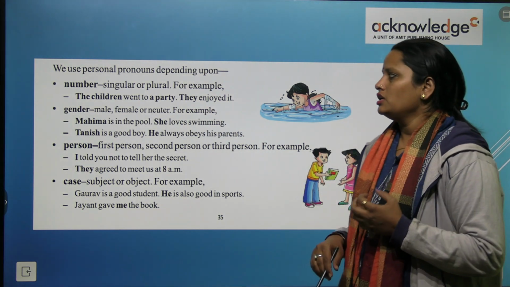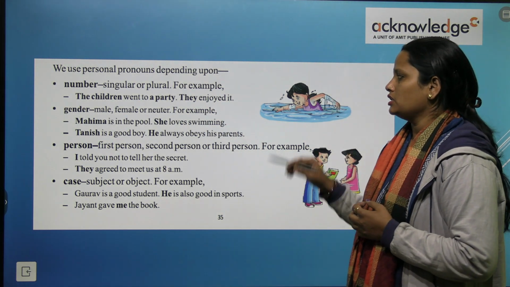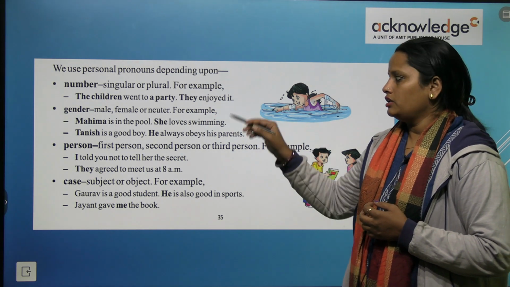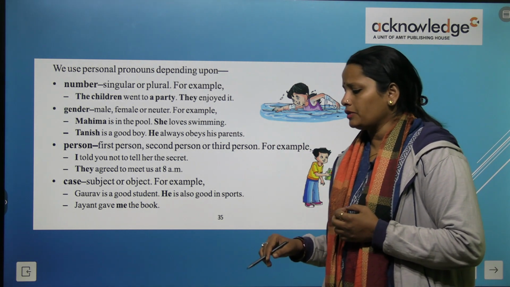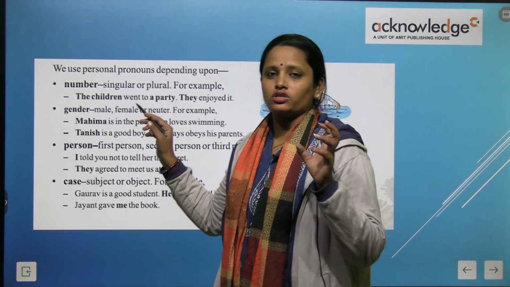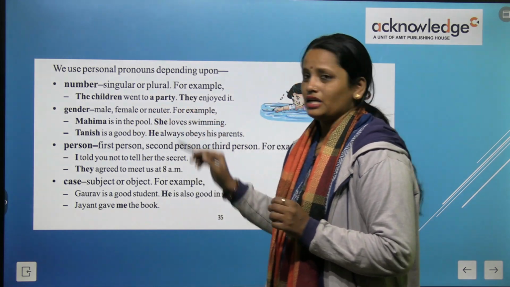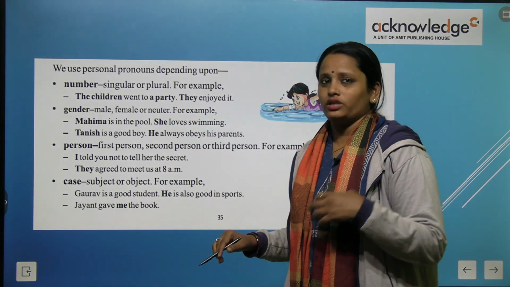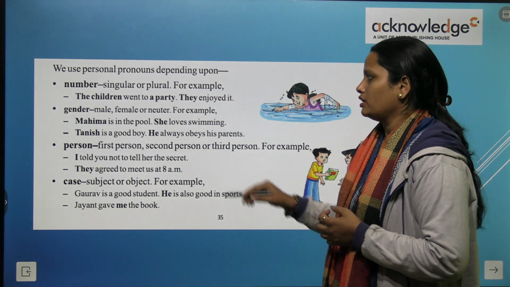For example, the children went to a party. They enjoyed it. अब यहाँ पे हम देख सकते हैं कि यहाँ पे children means बहुत सारे बच्चे हैं तो हमने यहाँ पे they को use किया है. उनके लिए they को use किया है.